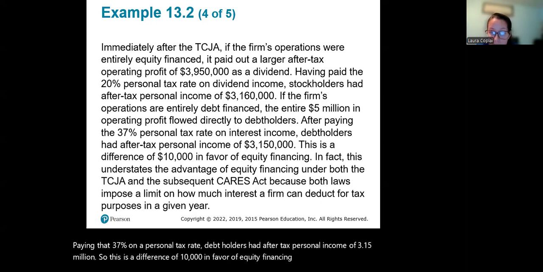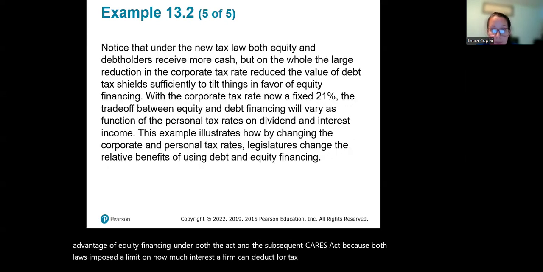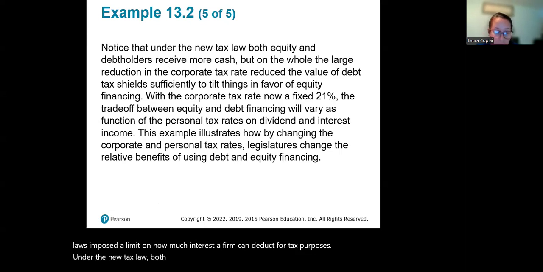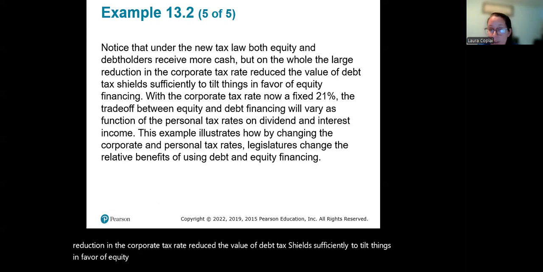So this understates the advantage of equity financing under both the Act and the subsequent CARES Act, because both laws imposed a limit on how much interest a firm can deduct for tax purposes. Under the new tax law, both equity and debt holders receive more cash, but on the whole, the large reduction in the corporate tax rate reduced the value of debt tax shields sufficiently to tilt things in favor of equity financing. It's now a fixed 21%.